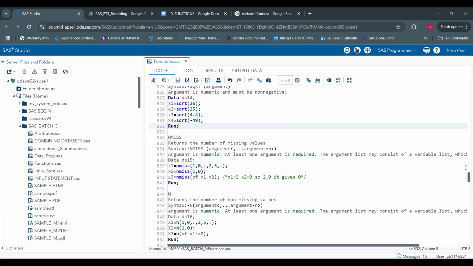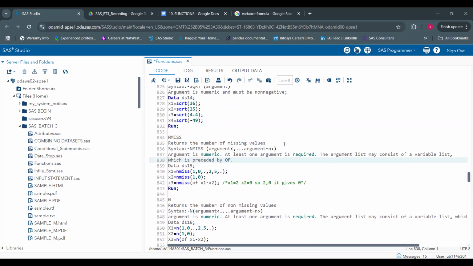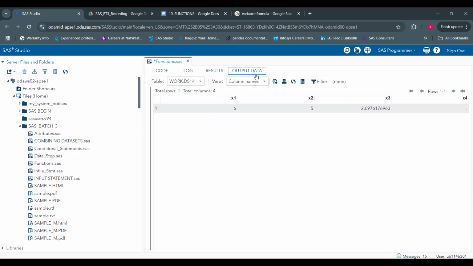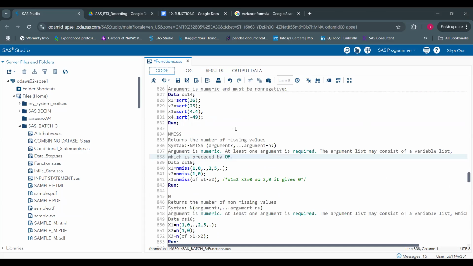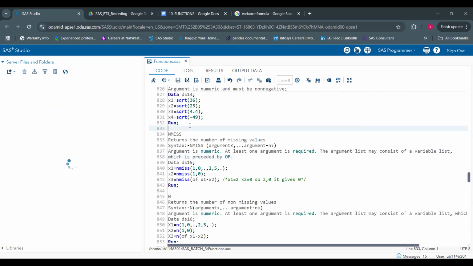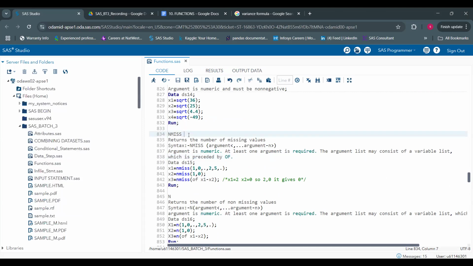What is X3? X3 should be greater than 2. It is 2.09, which means about 2.1. Next one, n miss. N returns the first non-missing value in terms of numeric.